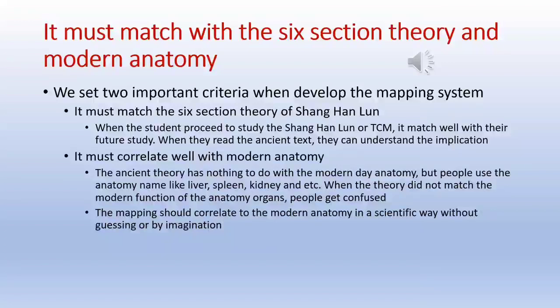That is very difficult. And secondly, since the ancient theory had nothing to do with modern day anatomy, our system must mesh with modern day anatomy. So the mapping should coordinate well to the modern anatomy so that you can study it very systematically. Many people say this is not possible. How can you match the ancient one and the modern one? There's no such thing as impossible in our dictionary. All these things, we must find a way to coordinate the two.